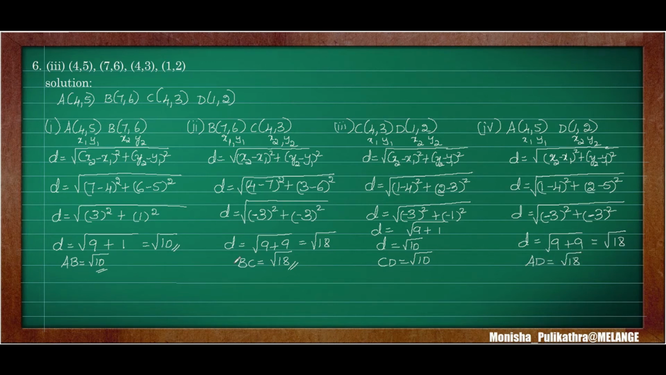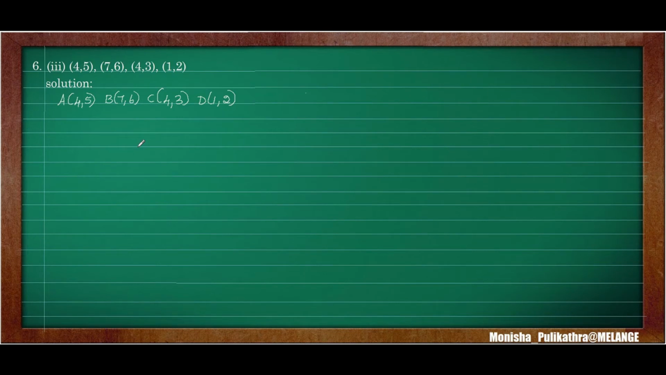Here what happens? The opposite sides are equal. That is AB is equal to CD. Opposite sides are equal: root 10, and BC is equal to AD is equal to root 18. But we can't stop the problem here. We need to find out the diagonals also. Okay, we have to continue the problem.